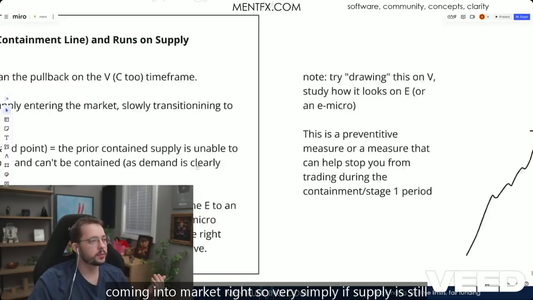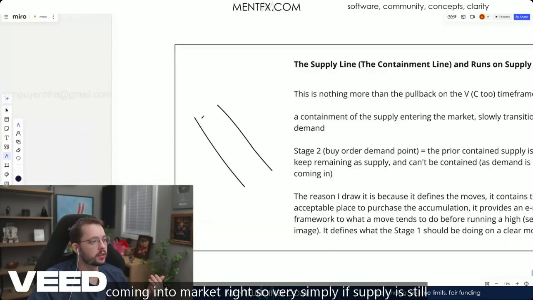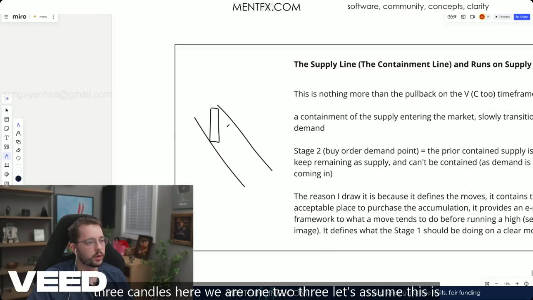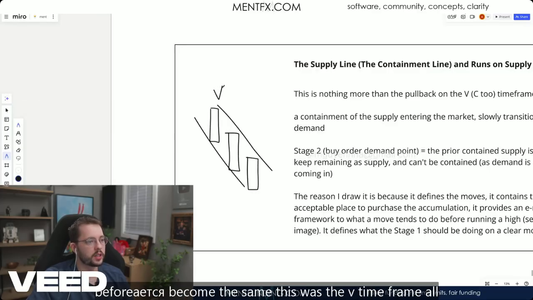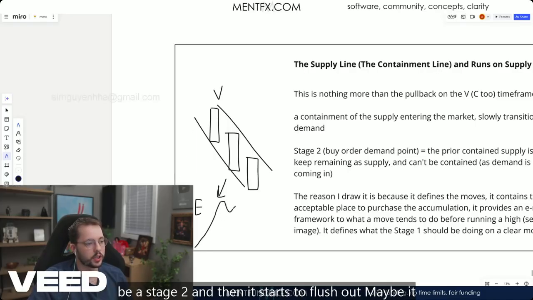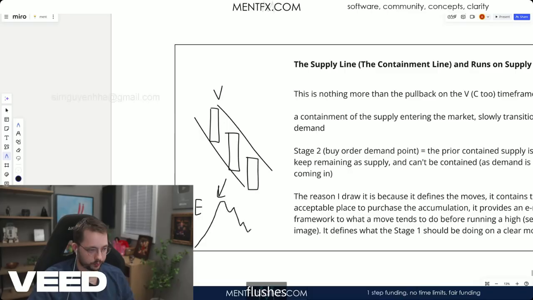market, right? So very simply, if supply is still coming into the market, let's just say this is 3 candles. Here we are, 1, 2, 3. Let's assume this was the V time frame, all right? And then we went and looked at this on the E, right? On the E, what's it gonna look like? The initial push up might be a stage 2, and then it starts to flush out. Maybe it flushes out like this, right? And then you kind of have this move right here, right?